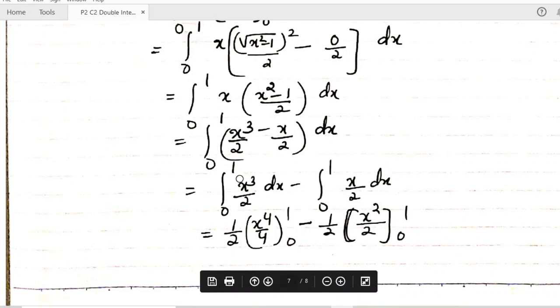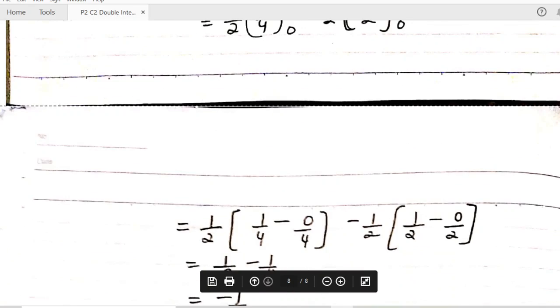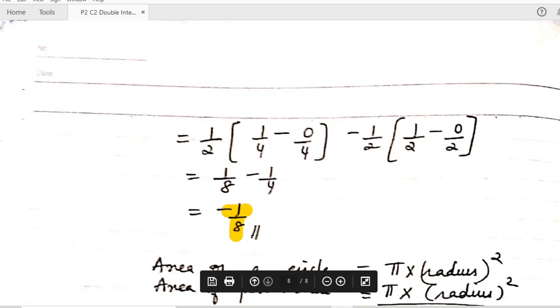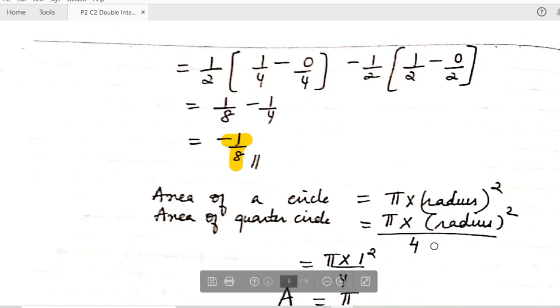So half into integral of x cube is x raised to 4 by 4, limit from 0 to 1, minus half into integral of x is x square by 2, limit from 0 to 1. In the next step, we put the upper limit minus lower limit. So we get half into (1 by 4 minus 0 by 4) minus half into (half minus 0 by 2). This is 1 by 8 minus 1 by 4, that is minus 1 by 8. So we get the value of the double integral of f of x, y as minus 1 by 8.